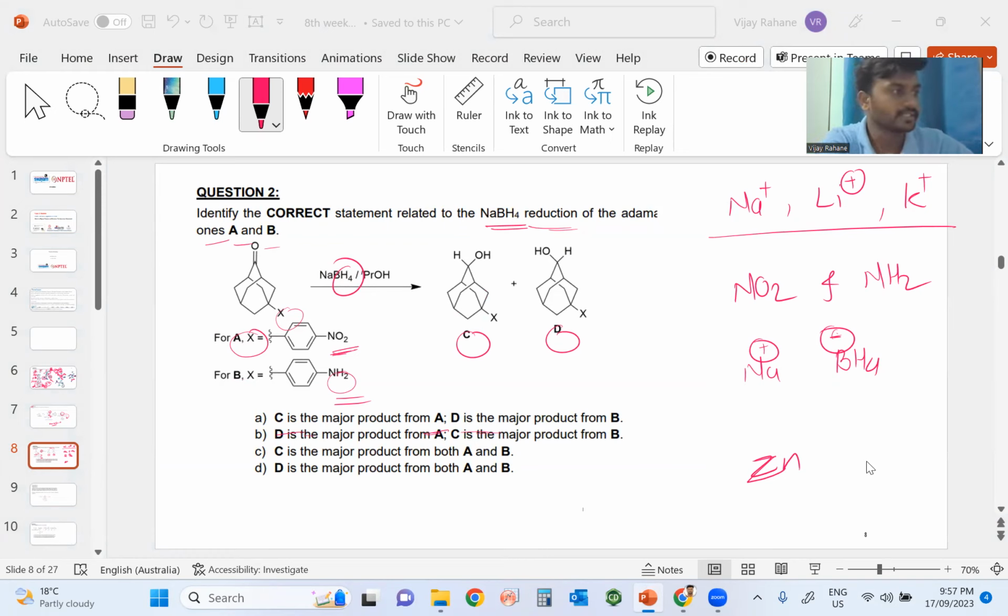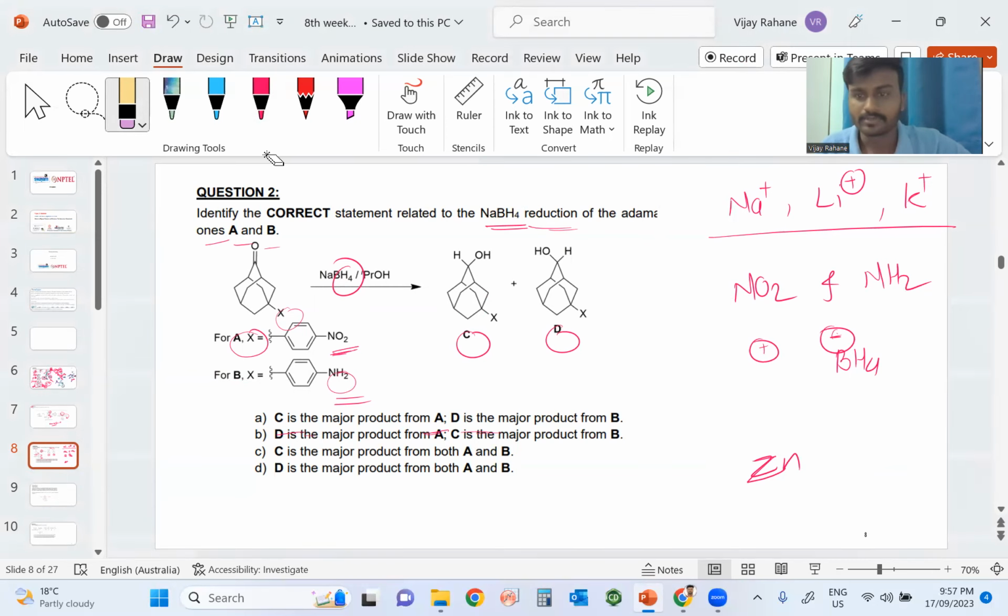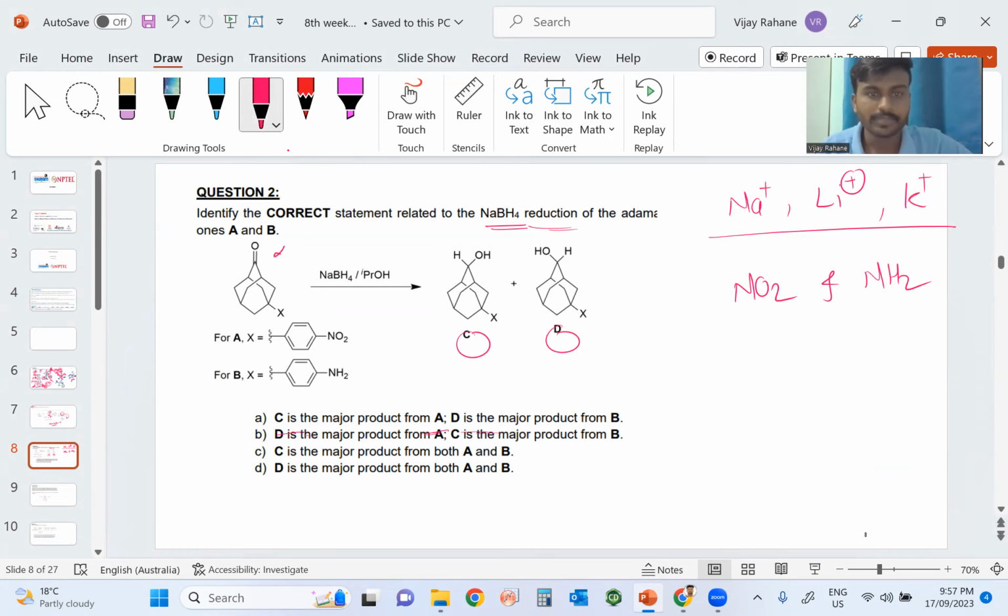Right. So what happens? The syn attack and anti-attack are what we have to consider here. What is the syn attack and anti-attack? I will just draw this. If the nucleophile attacks from this side, the nucleophile can also attack from the other side, right? So let's say you would have the substitution on this side. This attack is considered the syn attack, and this attack is considered the anti-attack. So you have to consider this, and which is favorable here.